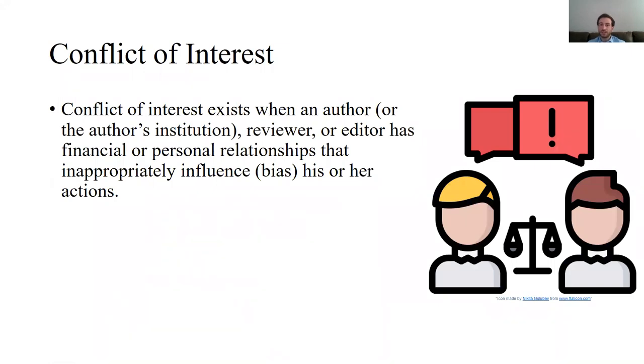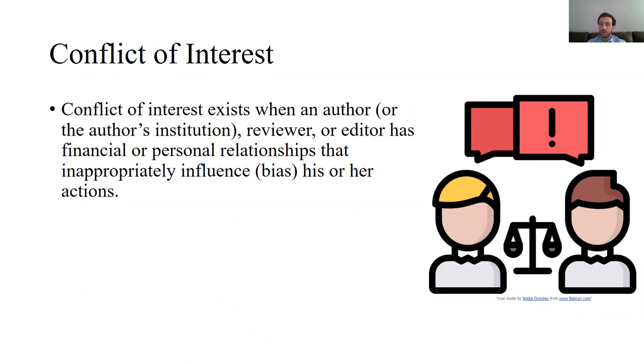Whenever you're writing an IRB or submitting an article, you have to disclose all your interests, whether financial, or you have a family relation, or even, for example, you're reviewing a paper for your friend and you like that person and you'd like to accept that article. You shouldn't do that. You should disclose that you have a conflict of interest.